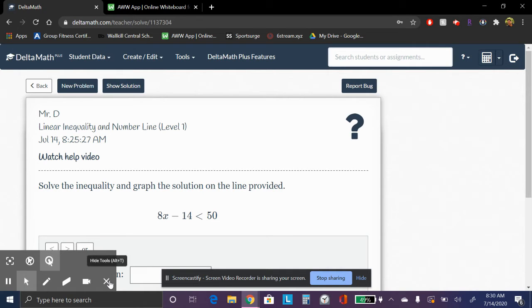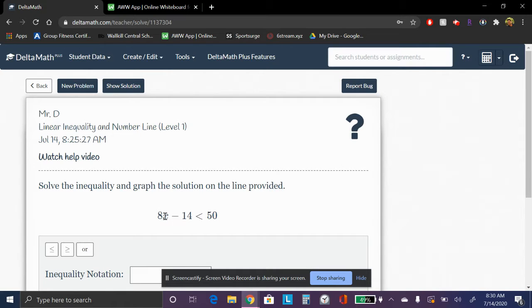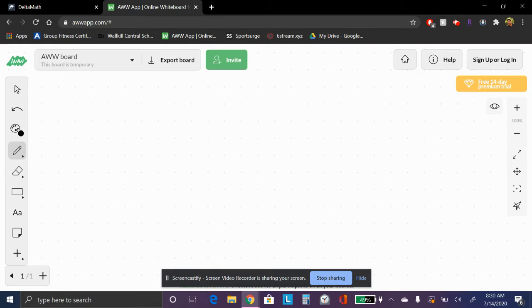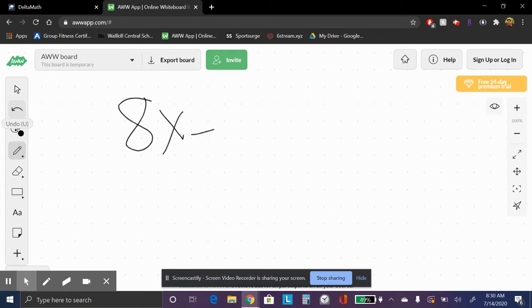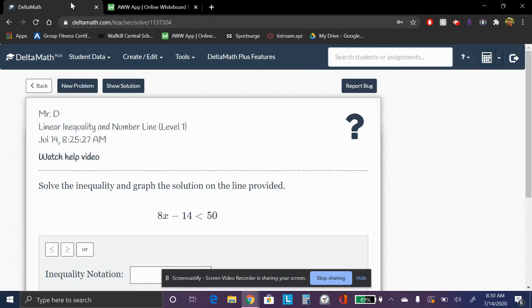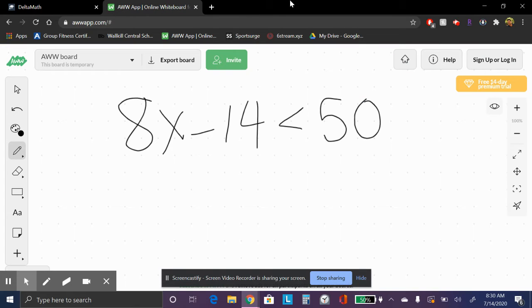All right, so we have this inequality: 8x minus 14 is less than 50. So I'm going to write that on my paper. Now, how I know this means less than is because it kind of looks like a sideways L. So an L looks like this, and then if I turn it sideways, it looks like that. The greater than symbol does not look like an L. So L, less than. And I solve it just like I would a two-step equation.